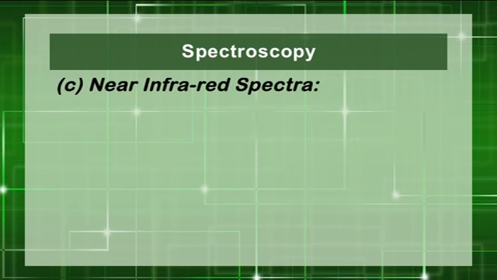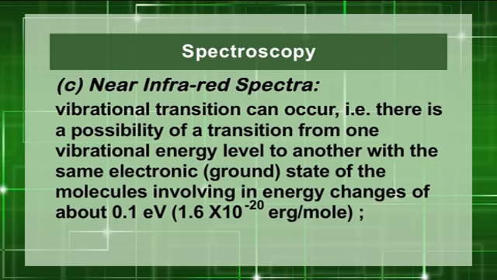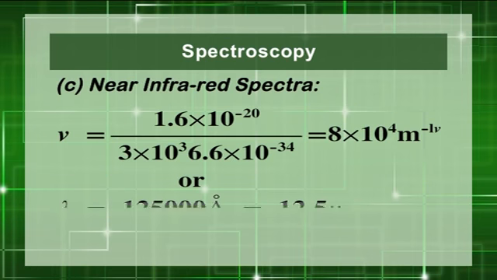Coming to near infrared spectra, in the absence of any electronic transition, that is, no change in electronic state, vibrational transition can occur. That is, there is a possibility of a transition from one vibrational energy level to another within the same electronic state of the molecule, involving energy changes of about 0.1 eV, that is 1.6 x 10^-20 erg per molecule. Frequency of radiation will be calculated by using the following formula.